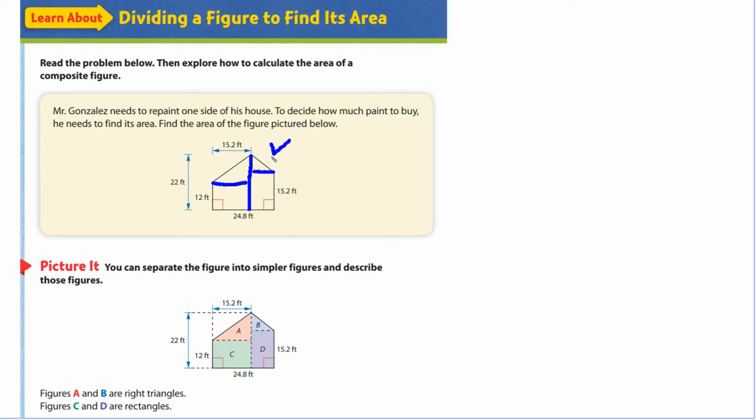And now we have a triangle, a rectangle, and a rectangle. That's it. And they show it to you in the figure below. Figures A and B are right triangles. Figures C and D are rectangles, as you can see below.